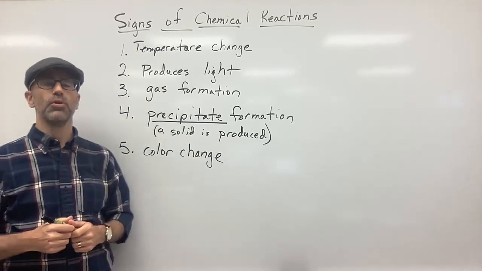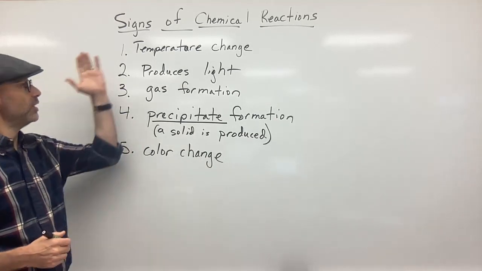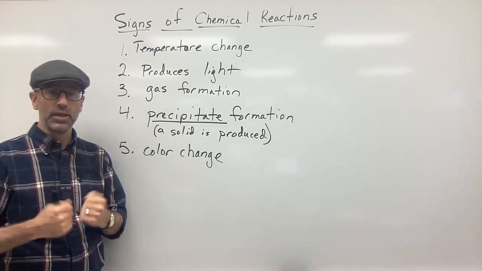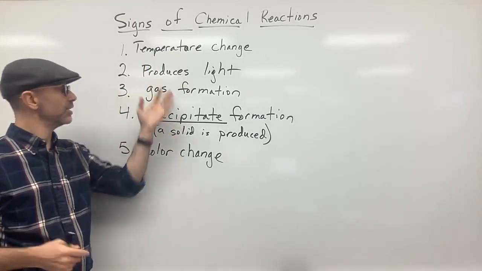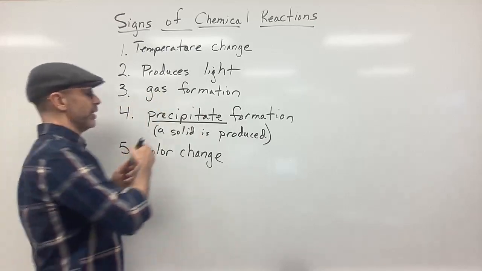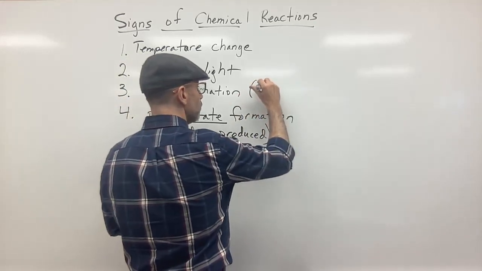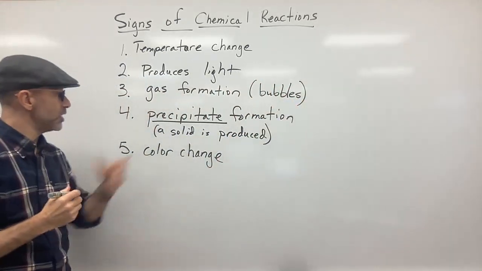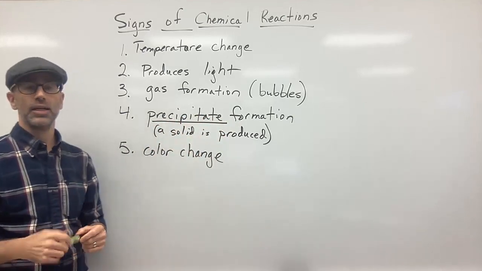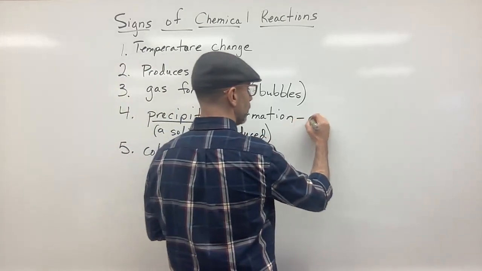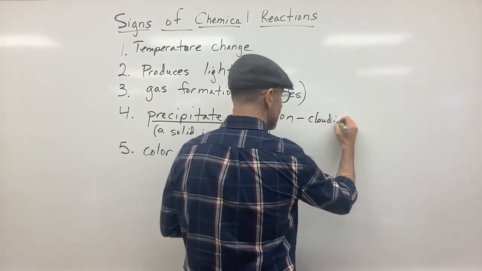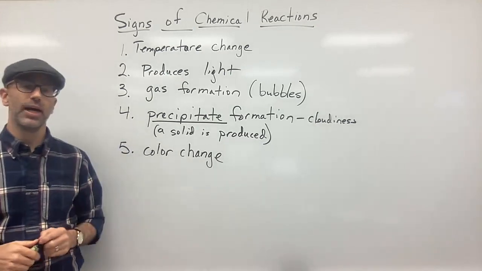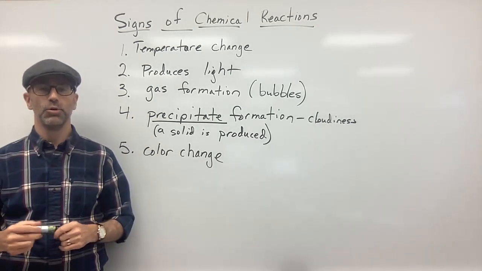And so those are the typical signs of a chemical reaction. Temperature change, either it's letting off heat or absorbing heat. Produces light. Gas formation, bubbles. I should write that down, bubbles. Precipitate formation, the formation of a solid, cloudiness, right? So we'll write that down, cloudiness. And then your color change. So those are the typical signs of a chemical reaction.